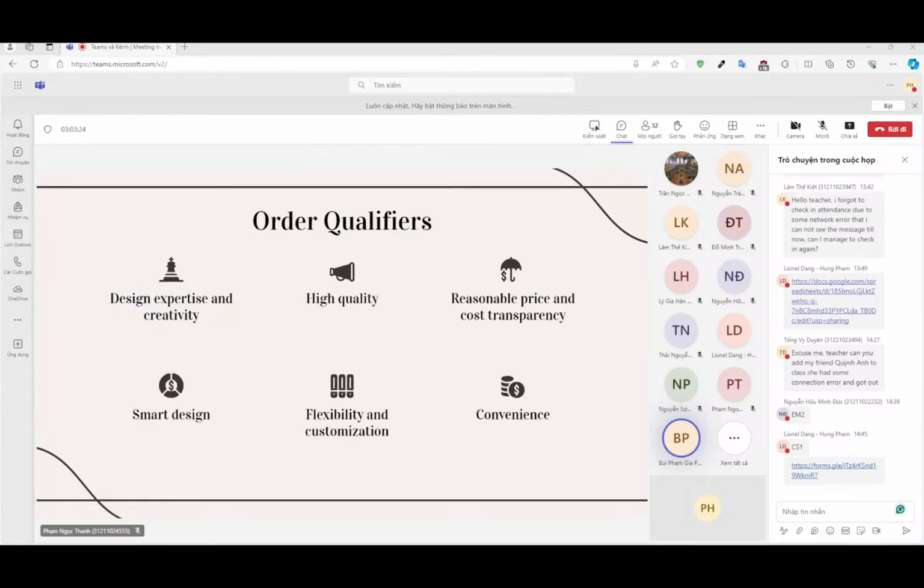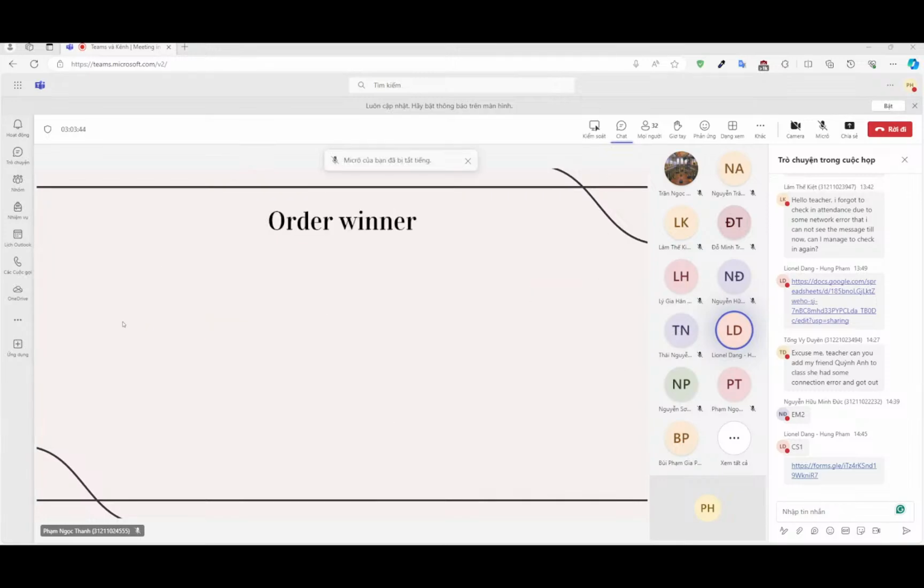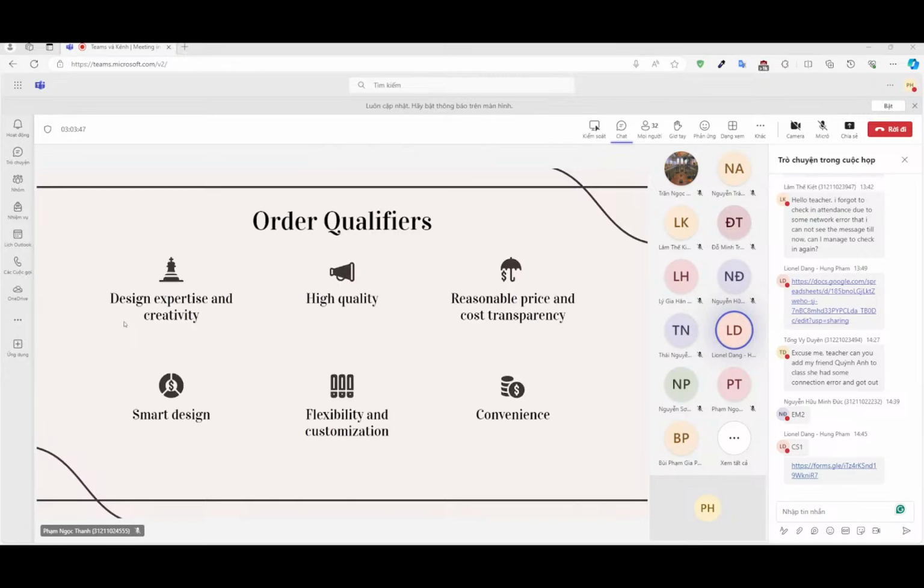Our group determined that the order qualifiers are design expertise and creativity, high quality, reasonable price, and cost transparency. Sorry to disturb, but what is the product or the service that you provide? We provide interior design services, which is designing furniture. Okay, got you.